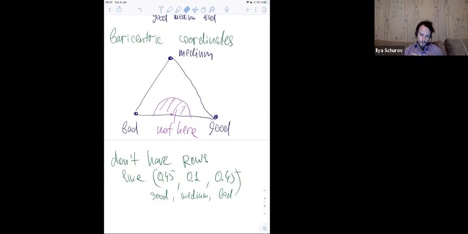Actually, it is possible to imagine that our points lie something like this. So it is possible that we have some kind of data that varies from those who feel themselves bad and some of them medium to those who feel themselves good and sometimes medium. Probably it is even more like this. Something like this. Okay, I have to use 5 points.